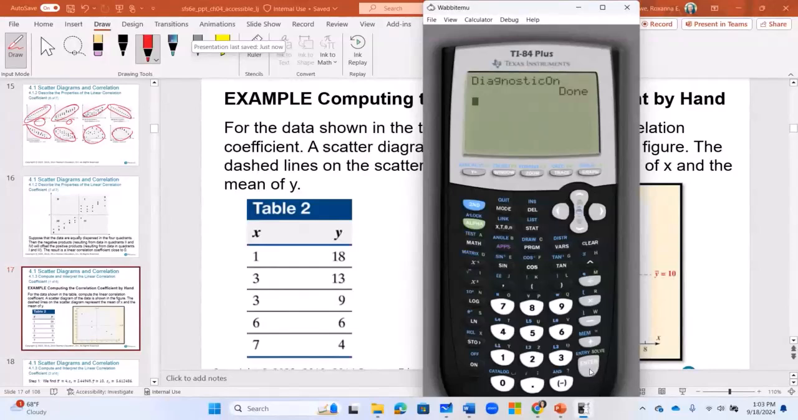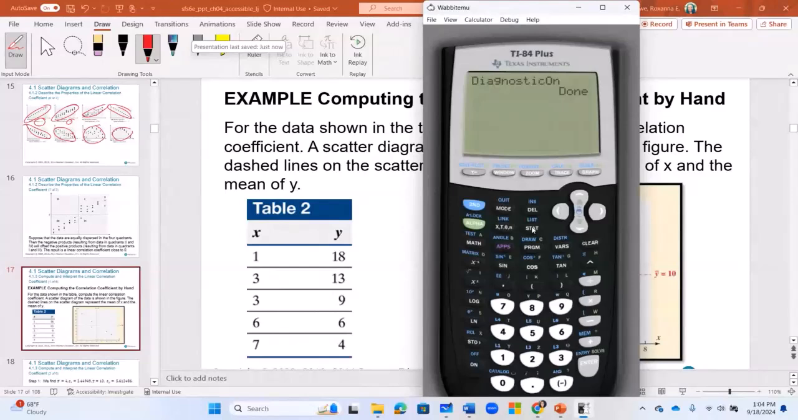And by the way, when I turn diagnostic on, it will help me calculate the coefficient of correlation and coefficient of determination. Coefficient of correlation is R. If I square the coefficient of correlation, I have R squared. And R squared is coefficient of determination. So I go to start.